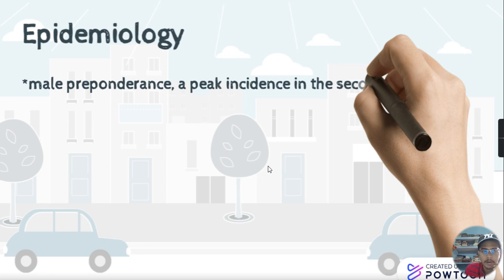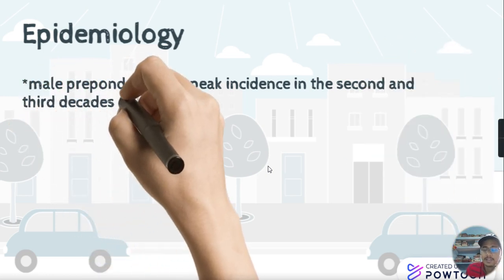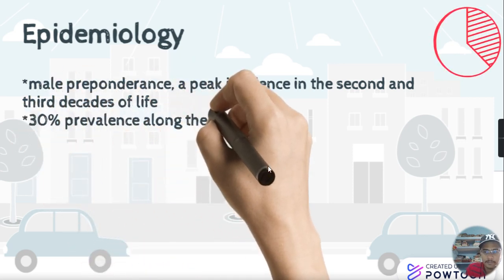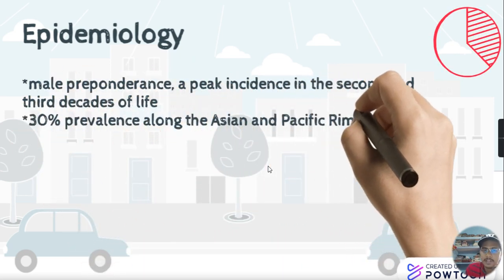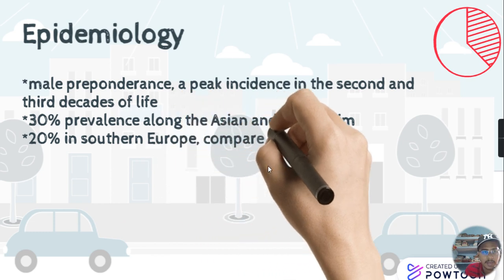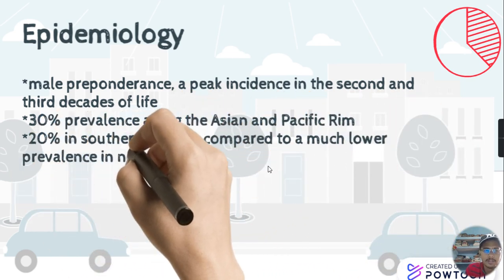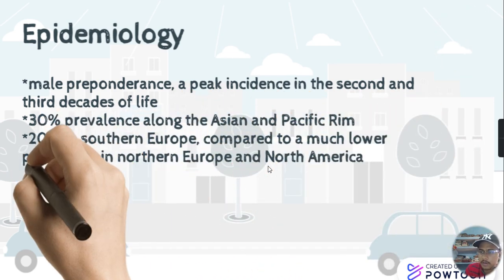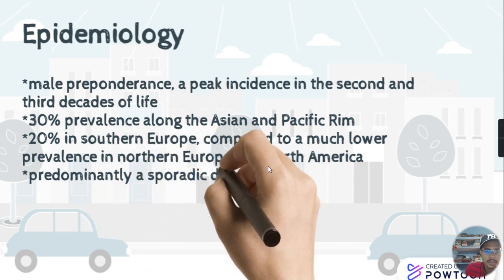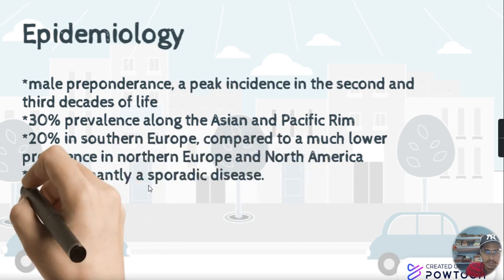Now there is a male preponderance of IgA nephropathy, and there is a peak incidence in the second and third decades of life. There is a 30% prevalence along the Asian and Pacific rim, and 20% in southern Europe, compared to the much lower prevalence in northern Europe and North America. It is a predominantly sporadic disease. Sporadic disease means that it is a scattered disease or it occurs occasionally. So IgA nephropathy is not a common disease. It occurs occasionally and irregularly in the population.